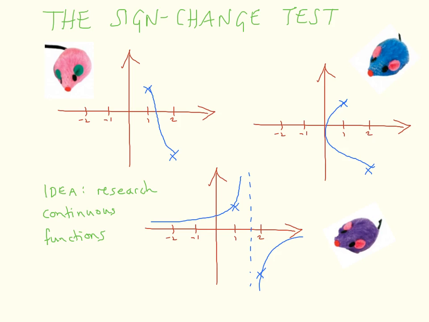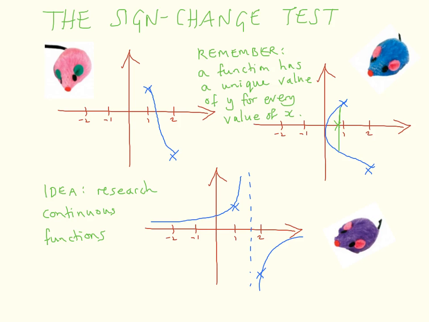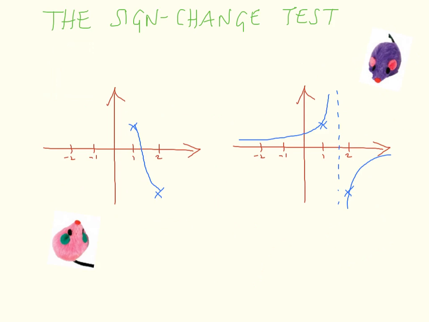But what are you doing, Blue Mouse? Your graph isn't even a function. Look, one value of x has two values of y. So, the sign change test says that if a function goes from positive to negative between two values of x, or from negative to positive, and if it's continuous between those numbers, so there's no asymptote or anything like that, then there must be a root somewhere in that interval.